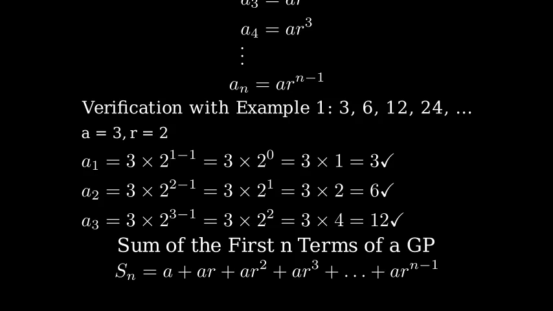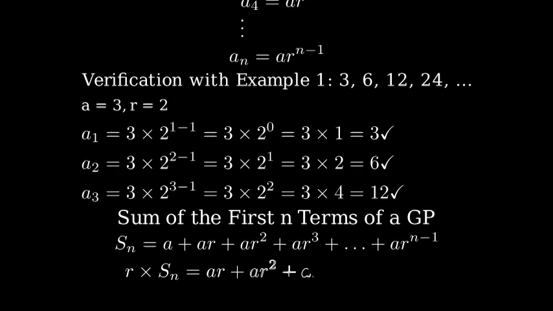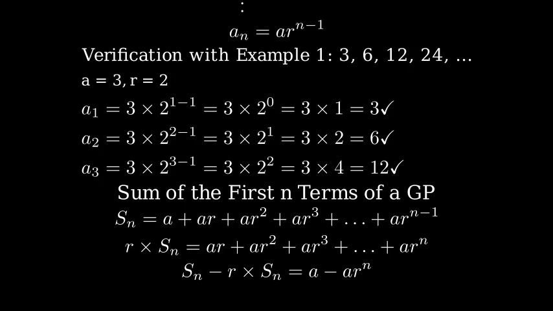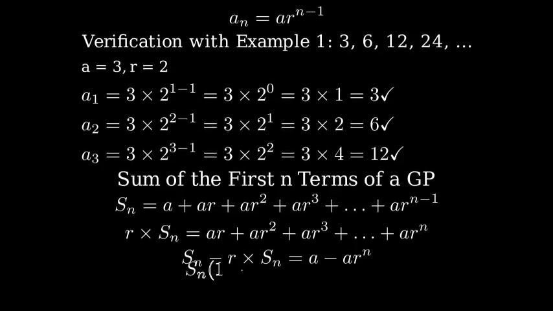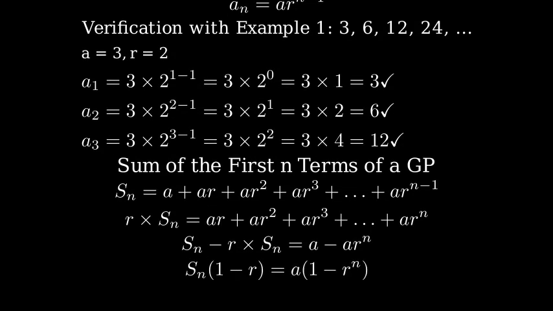First, we multiply both sides by r. r times S sub n equals a times r plus a times r squared plus a times r cubed, and so on up to a times r raised to n. Now, let's subtract the second equation from the first. S sub n minus r times S sub n equals a minus a times r raised to n, factoring out S sub n from the left side. S sub n times 1 minus r equals a times 1 minus r raised to n.